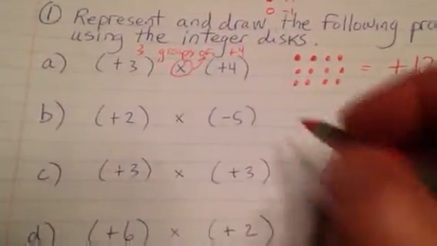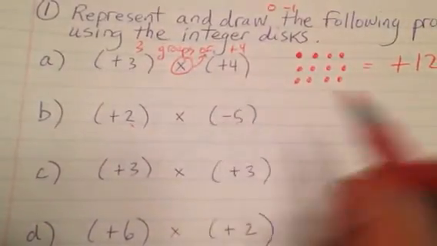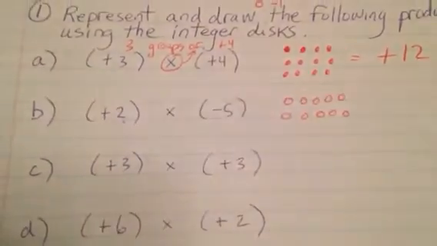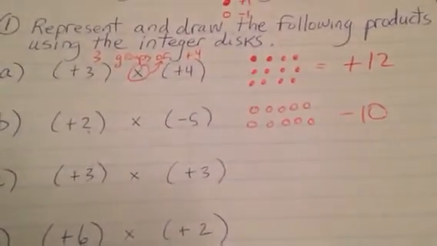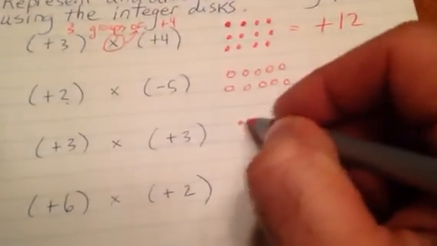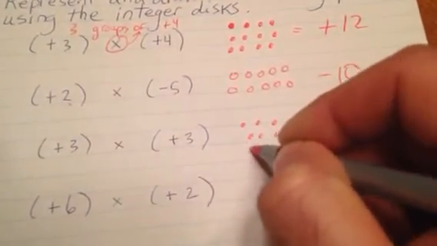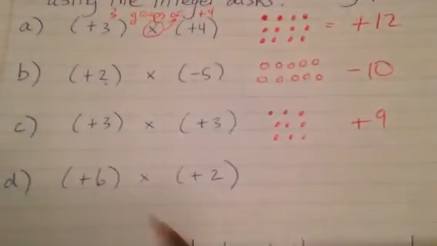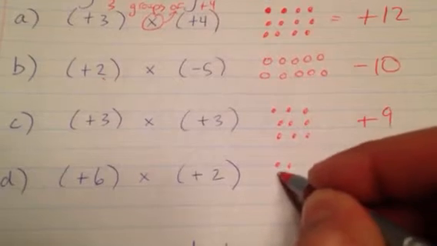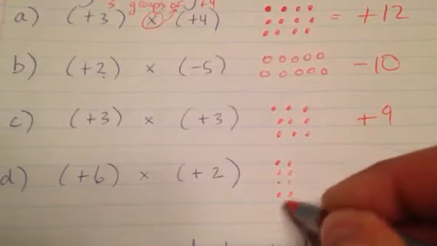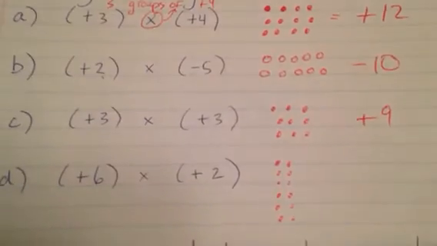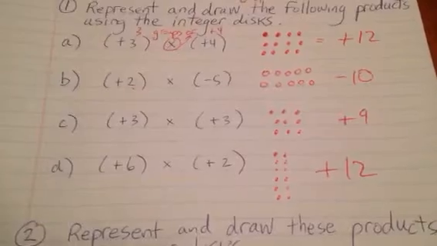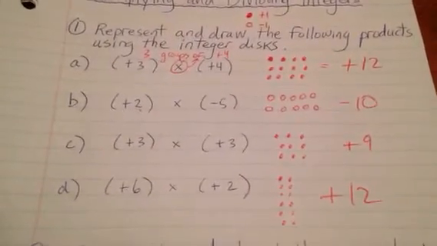Here are 2 groups of negative 5. So 1, 2, 3, 4, 5, and 1, 2, 3, 4, 5. 2 groups of negative 5, that's negative 10. This is 3 groups of positive 3. I think you guys are probably getting this, right? 3 groups of positive 3, that's positive 9. Here, this is 6 groups of 2. 1, 2, 1, 2, 1, 2, 1, 2, 1, 2, 1, 2. 6 groups of 2, positive 12, right? That's the first group. It's kind of the easy multiplication.